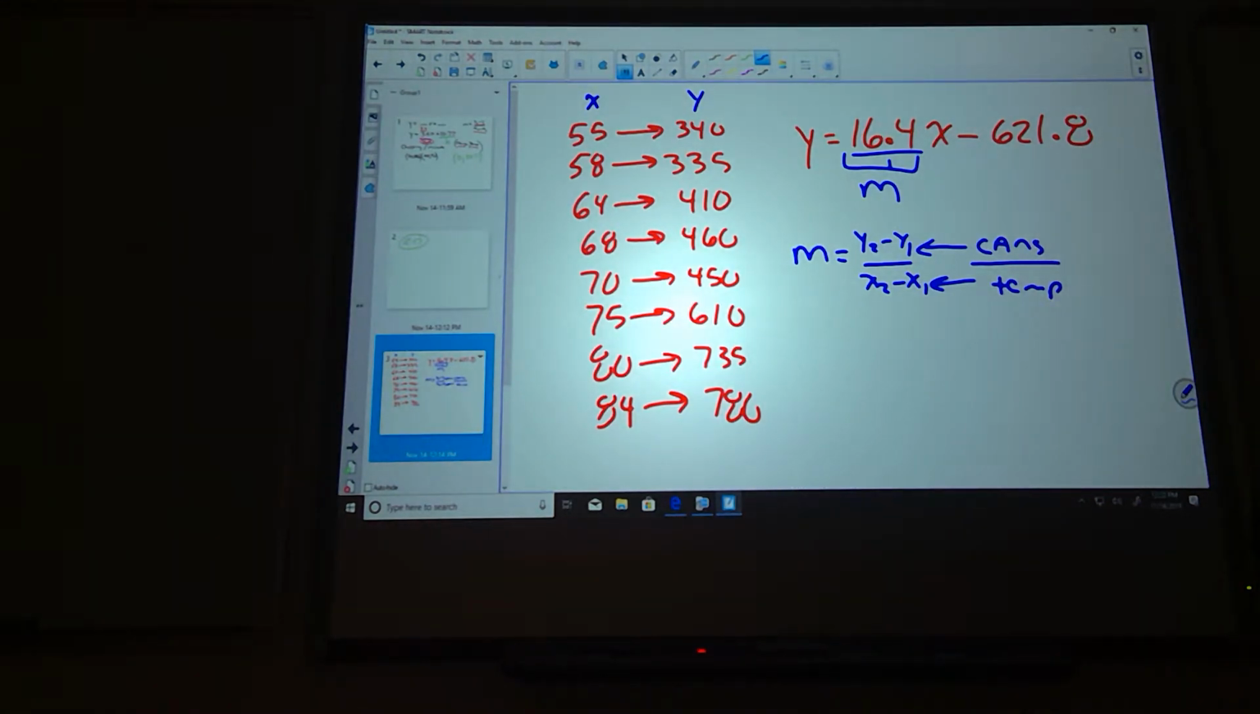I sell 16.4 more cans for every 1 degree the temperature is increased. And I know some of you are like, dude, how can you sell 0.4 of a can? Because it's an average. Okay? You didn't find a can with a hole in it. You didn't buy the can of soda that the clerk had been sipping on. My store sells 16.4 more cans of soda for every 1 degree the temperature increases.